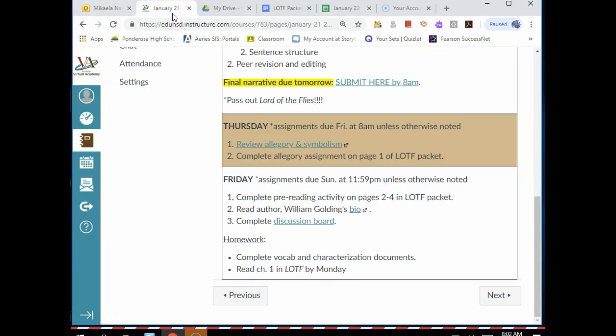Okay, so if we look at today, Grant, you're doing a pre-reading activity for Lord of the Flies. We started with allegories yesterday, and I did mention, if you watch the screencast, if you were at home, Lord of the Flies is an allegory. There are tons of different ideas that you can go with, but can someone remind me what an allegory is?